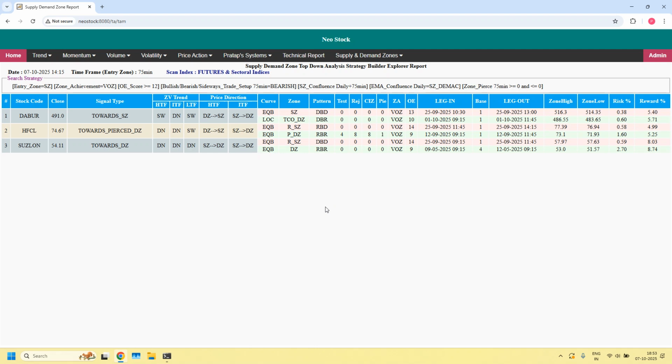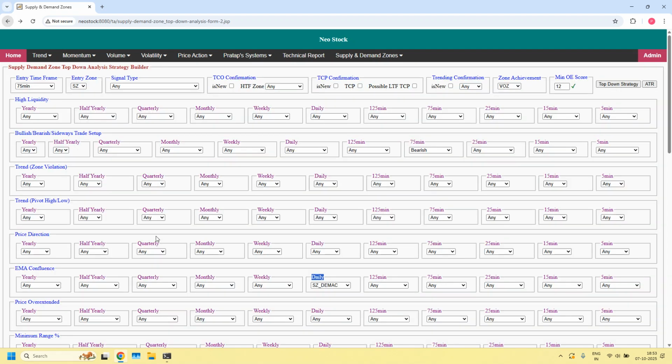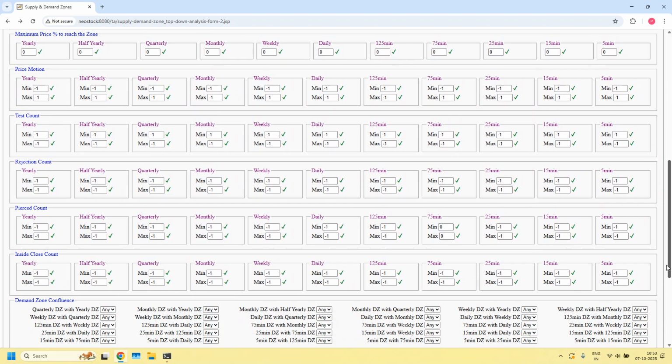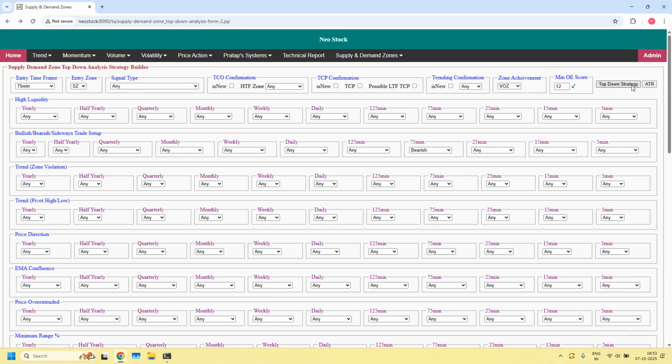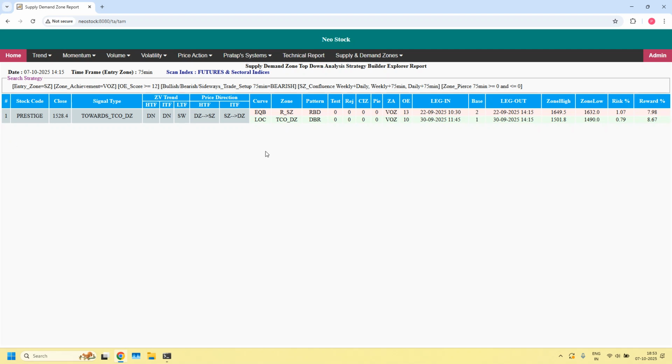Okay, next filter is LTF, ITF, HTF supply zone Confluence, and then HTF EMA Confluence. Removed ITF EMA filter. In the supply zone Confluence, 3 filters I have to set. 75 minutes and daily, 75 minutes and weekly, daily and weekly supply zone Confluence. By enabling all the 3 filters, we got 1 stock.